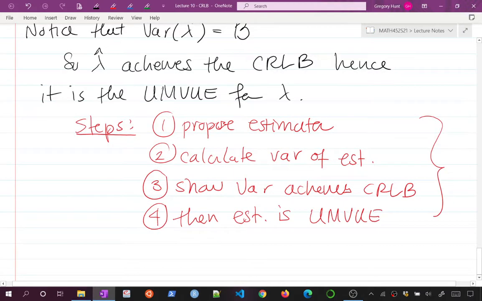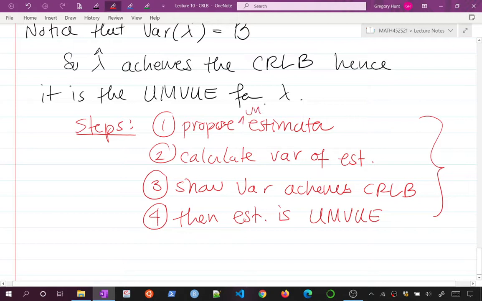So this is kind of like practical homework advice here. Those are the steps you need to take. Typically, we'll give you the estimator, and I'll say what you have to do is you calculate the variance of the estimator. You'll calculate the Cramer-Rao lower bound. You'll show they're equal, and then you'll say, okay, it's the UMVUE because it's unbiased. I guess you have to show it's unbiased.